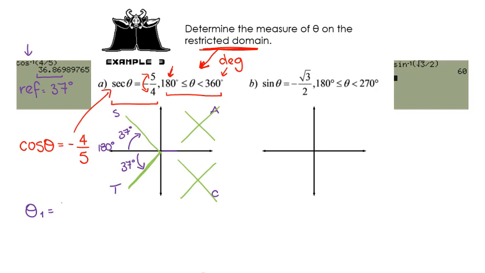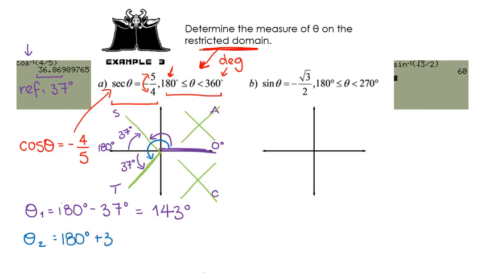So the arm starting from 0 up to our terminal arm in quadrant number 2, I'll just take 180 and then minus 37 degrees. And that's going to give us 143 degrees. Now for our second solution, we want to figure out the distance from 0 all the way up to the terminal arm in quadrant number 3. So this time we're going to take 180 and add 37 degrees. That is going to give us 217 degrees.